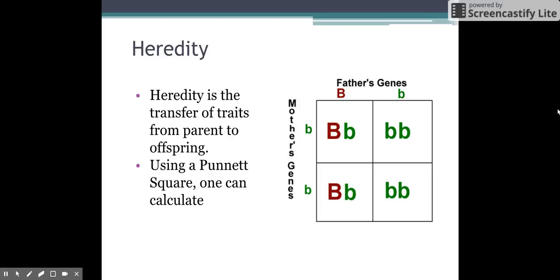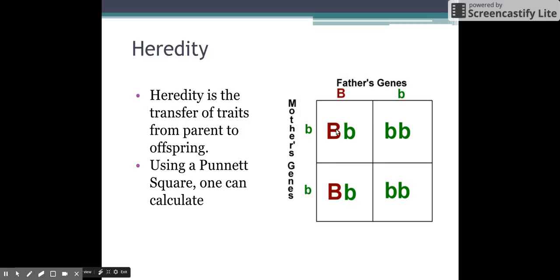Heredity is the transfer of traits from the parent to the offspring, and offspring is just a fancy way of saying the young. And we can use something called a Punnett square to calculate the probability that traits get passed on to the offspring. As you can see right here, these are the father's genes. We write those across the top. The mother's genes, we write down the side. And then we simply fill in the Punnett square.